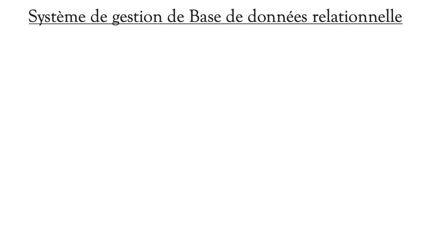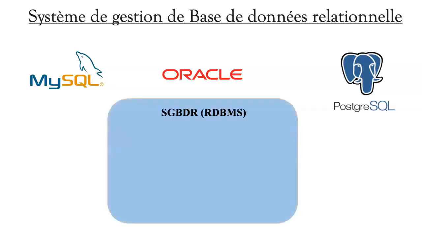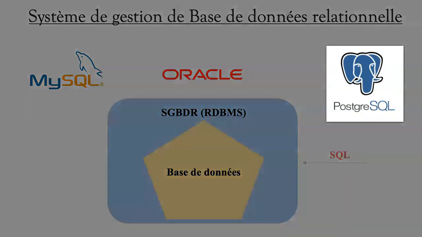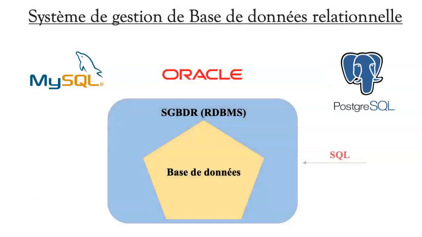Every popular database like MySQL, Oracle, and PostgreSQL is actually a relational database management system, or RDBMS. RDBMSs allow us to interact with relational databases. They provide tools and a graphic interface to interact with the DB. PostgreSQL is a relational database we'll be using in this course. It is the most powerful and most popular database in the world.